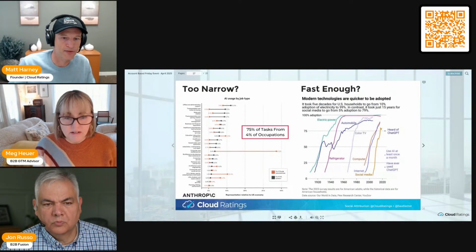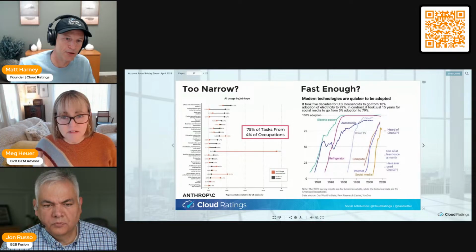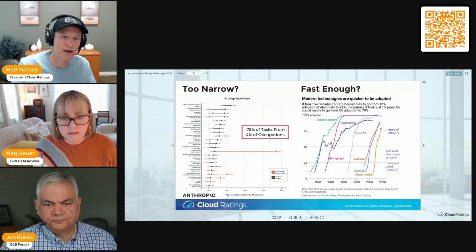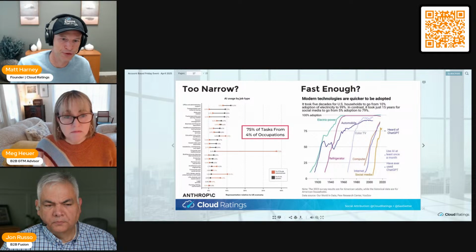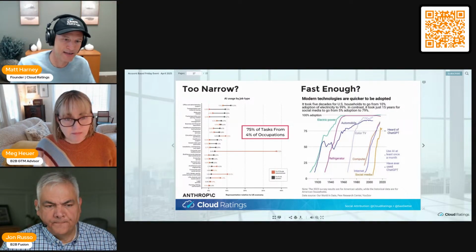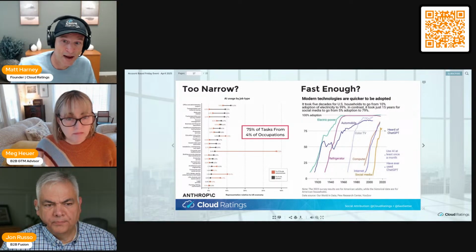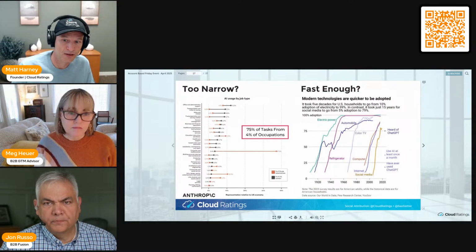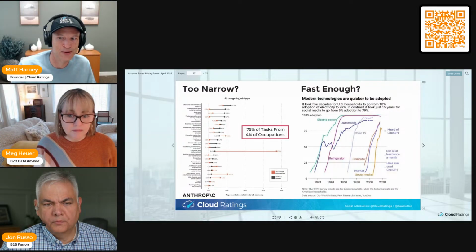How should we think about all of this? Is this too narrow? It turns out on a task volume usage level on Anthropic and Claude, 75% of it comes from four occupations. It's basically software developers using it all day. But what about the general population, the Microsoft Copilot style, weaving in AI 10, 15% throughout your day? Still is not happening. And then also, is AI moving fast enough? Technology cycles adopt more rapidly, and we're in a post-internet, post-social media world. Should all of this stuff be moving even faster?